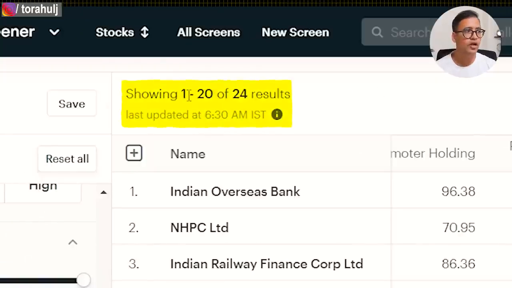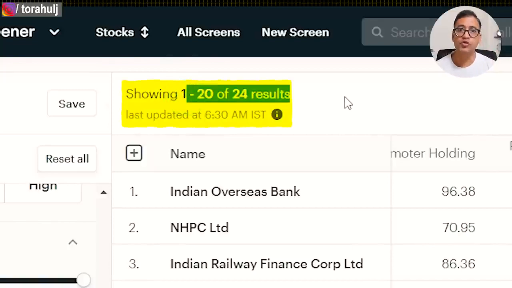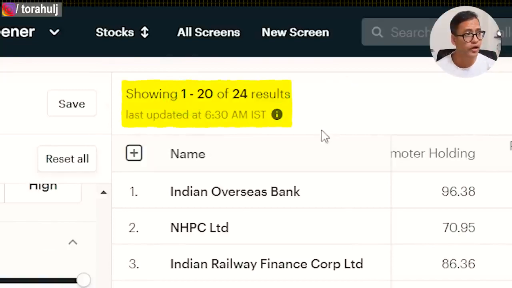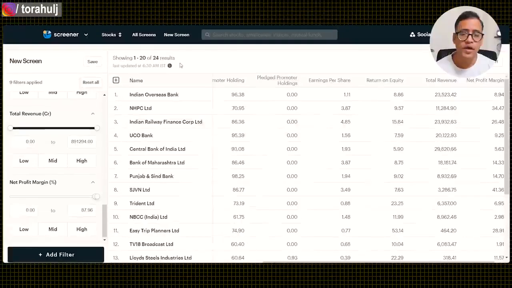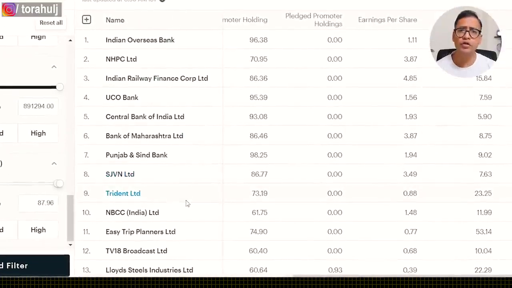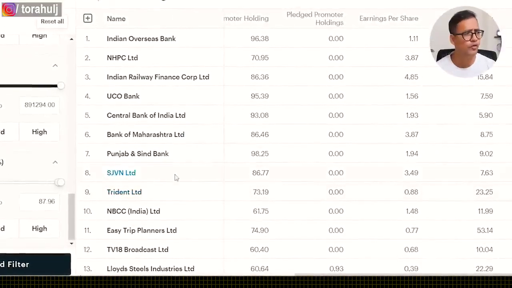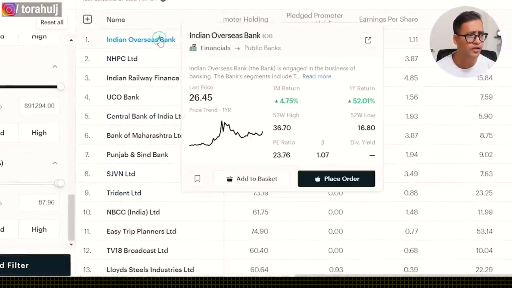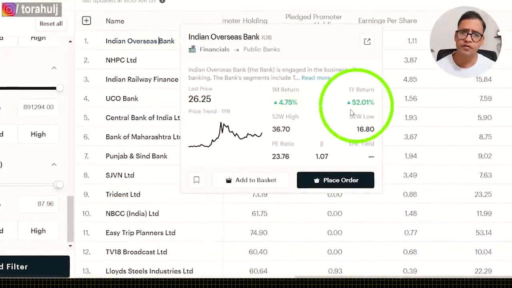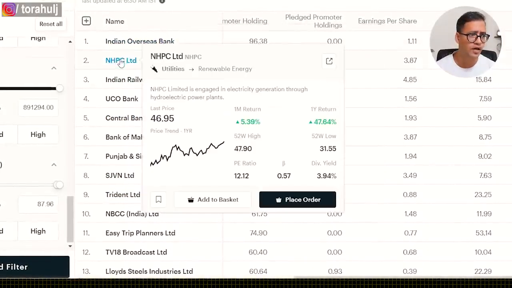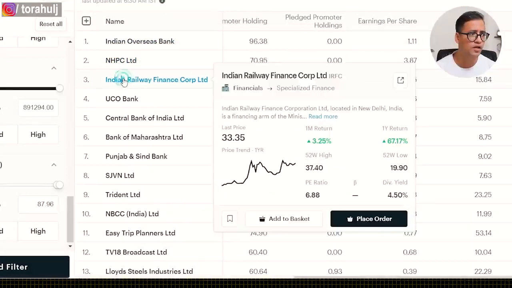This gives us a total of roughly 24 stocks, and so far we have applied 9 filters to get to these 24 stocks. Now, if you look at these 24 stocks, the majority of them are good stocks. For example, look at the first one. In the last 1 year, it has given 52% return. Have a look at the second one. Again, 47% return in the last 1 year. The third one has given 67% return in the last 1 year.